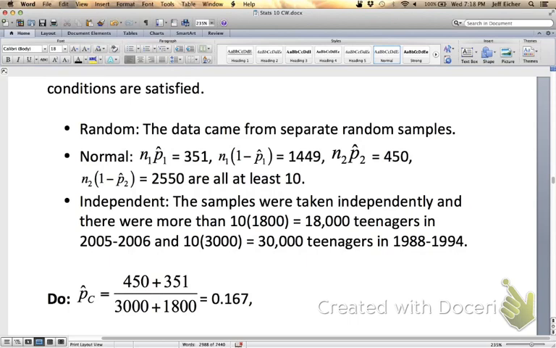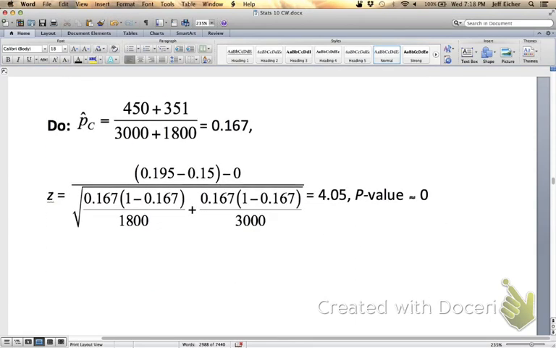Notice the normal condition. You have 4 parts, all of them are at least 10. The independent condition, there are many teenagers. Combined proportion, 16.7%. And then the test statistic was 4.05. 4 standard deviations away seems very, very far away, resulting in a p-value of 0.